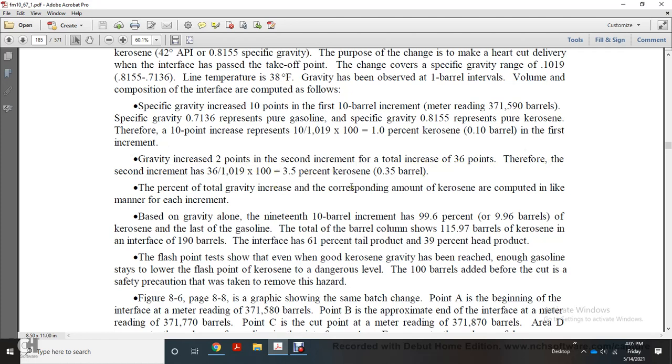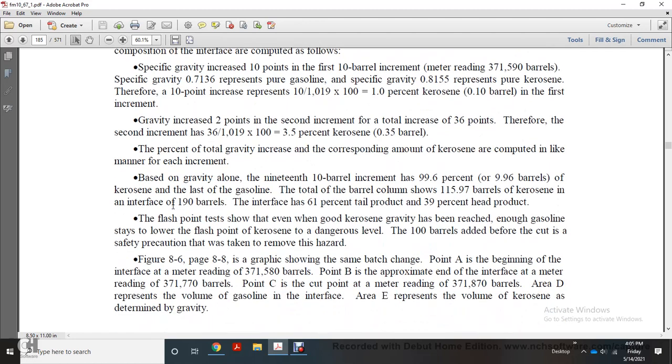The percent of the total gravity increase gives the corresponding amount of kerosene, computed in like manner for each increment. Based on gravity alone, at the 19th 10-barrel increment, 99.6% of the kerosene is reached, lasting for the gasoline. The total barrel column is 115.97 barrels of kerosene, with an interface of 190 barrels. The interface has 61% tail product and 39% head product.